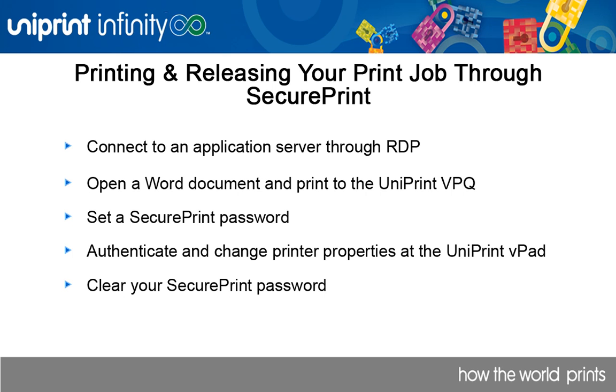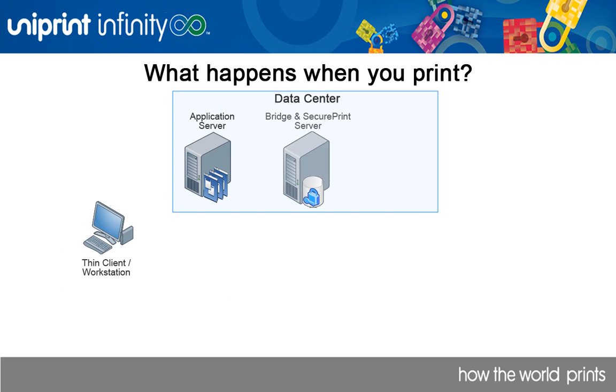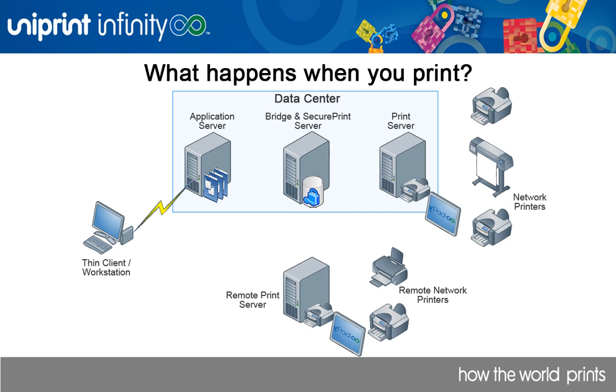But before we start, let's go through what happens to your print job after you click Print. First, an ICA or RDP session is established by logging into the application server. A license is checked out of the license server, which in our case is the bridge. From an open application, you select the UniPrint VPQ as your printer and then click Print. A PDF is generated on the application server, where it is then transferred to the bridge. The bridge also holds the SecurePrint data store, and therefore stores the PDF until it can be released.